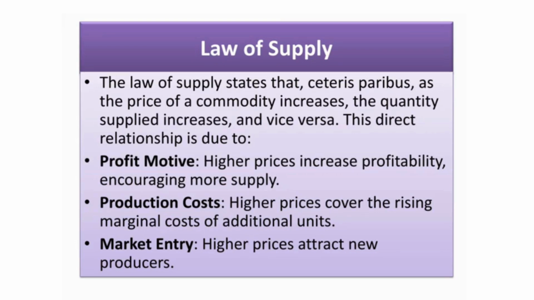The direct relationship between the price of a commodity and the quantity supplied of it is due to the following. One, profit motive, because the interest of the producer is to make as much profit as possible, so they will tend to bring more to the market at higher prices. Production cost is also a notable factor, because at higher prices, they will tend to cover the rising marginal cost of additional units, and they will want to produce more so that they can supply more to the market and widen the gap between their cost and profit.